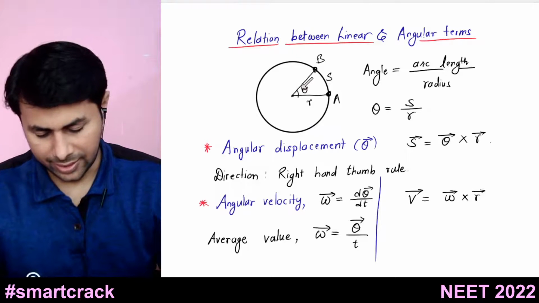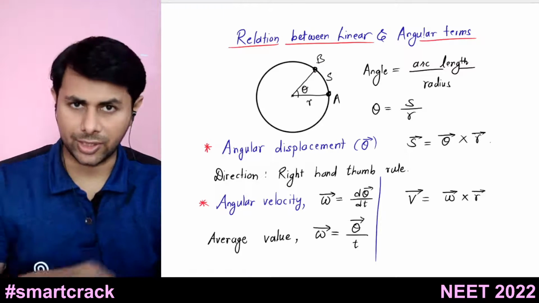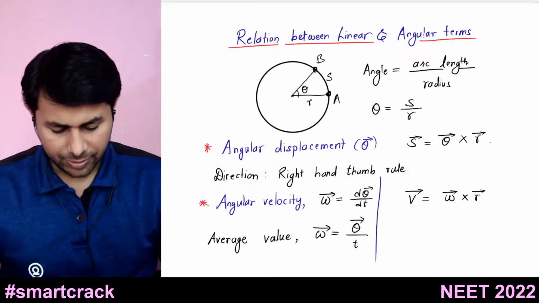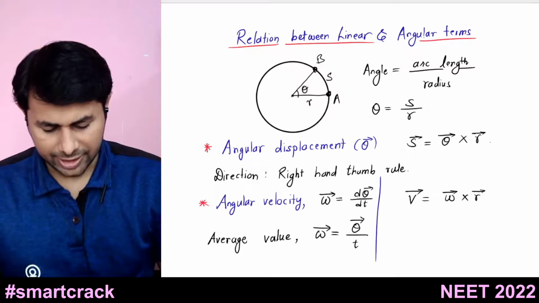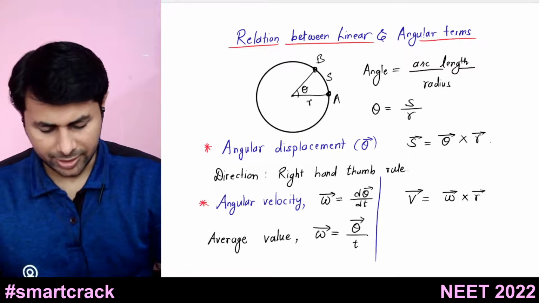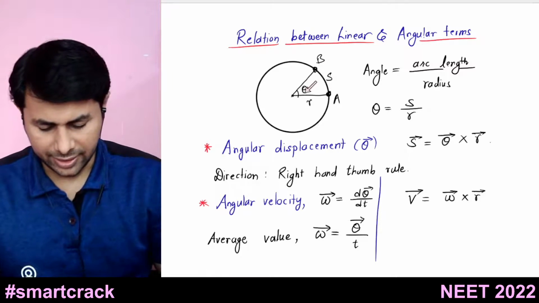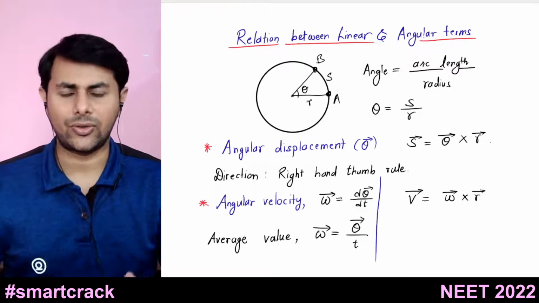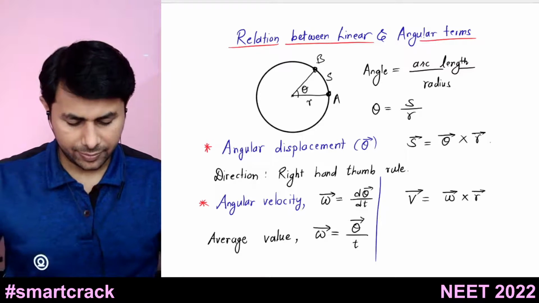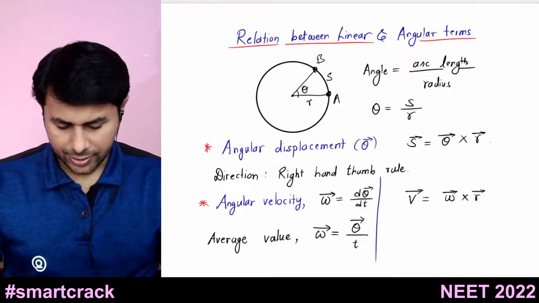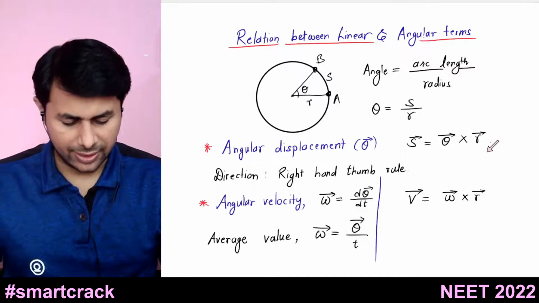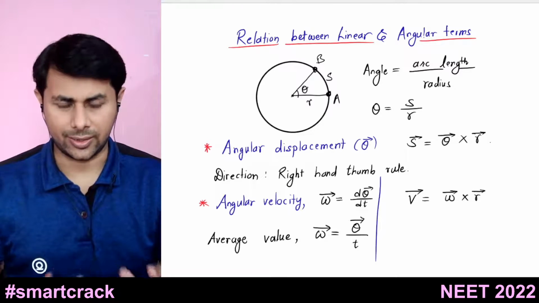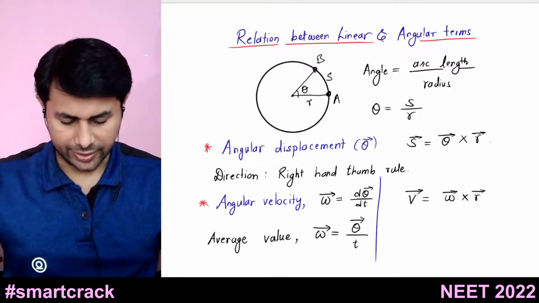It is the angle covered by this particle when it performs rotational motion or circular motion, and the relation between the linear displacement or the tangential displacement S bar and this theta bar is given by this formula. So S is equal to what? Theta bar cross R. Okay. So it is the vector product of theta and R, not the other way. It's not R cross theta. It is theta cross R. So this is the important thing.